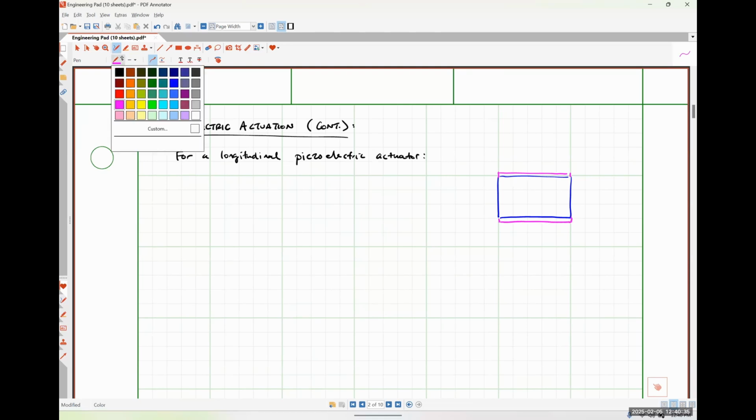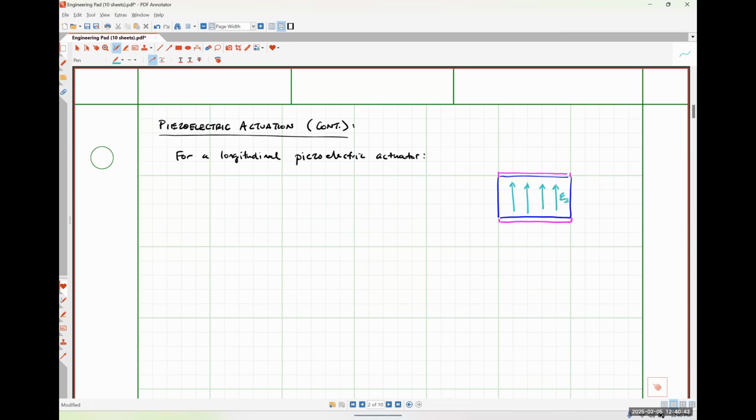So for a longitudinal actuator like this, our field would be in the 3 direction, and our force would also be in the 3 direction like so, where I've got my simplistic little coordinate system here. This is the 3 direction, this is the 1 direction, and one of the critical dimensions of the device is specifically the height.